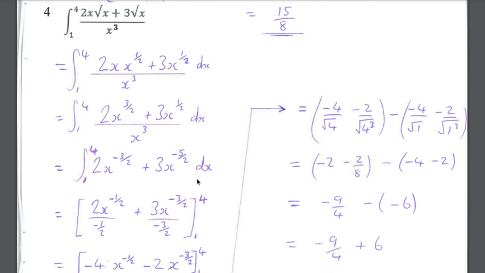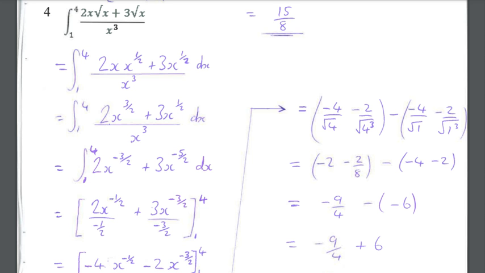So getting a little bit more difficult here. Not the actual idea of integration, that remains the same throughout, but there's more tidying up to be done before we can actually integrate. So 2x root x, so that's 2x multiplied by x to the half, plus 3 root x, plus 3x to the 1/2, all over x cubed.